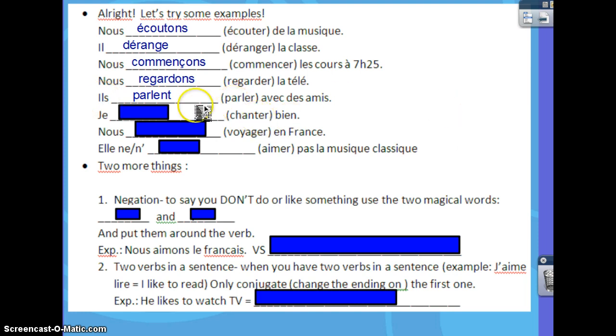Chanter, not a GER, not a CER. Again, could have done this a long time ago. Drop off the ER, add the letter E ending for my je subject. Je chante bien, I sing well.